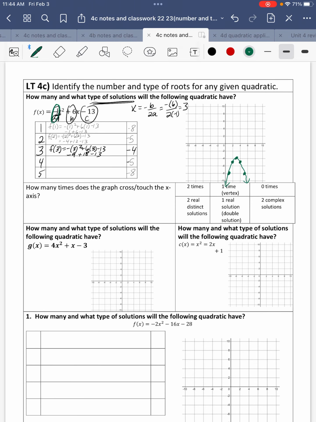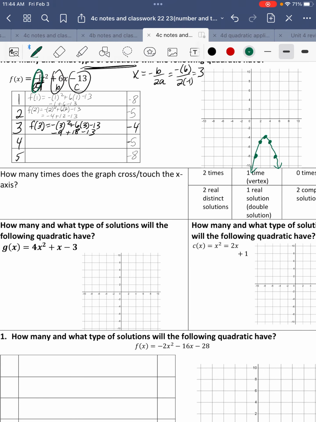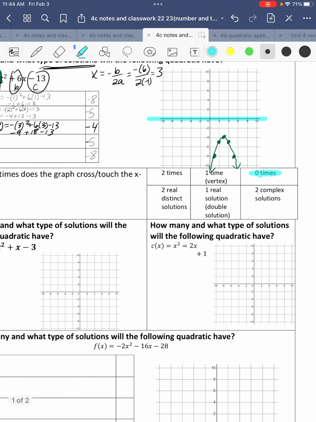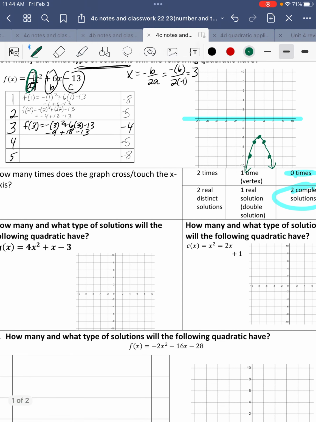Now we're going to look at how many times the graph crosses the x-axis. Well, we're looking at the x-axis. It doesn't cross it at all. So if it doesn't cross it at all, our answer is 2 complex solutions. Complex involves imaginary, so if you said that there are 2 imaginary solutions, I'd be okay with that also.